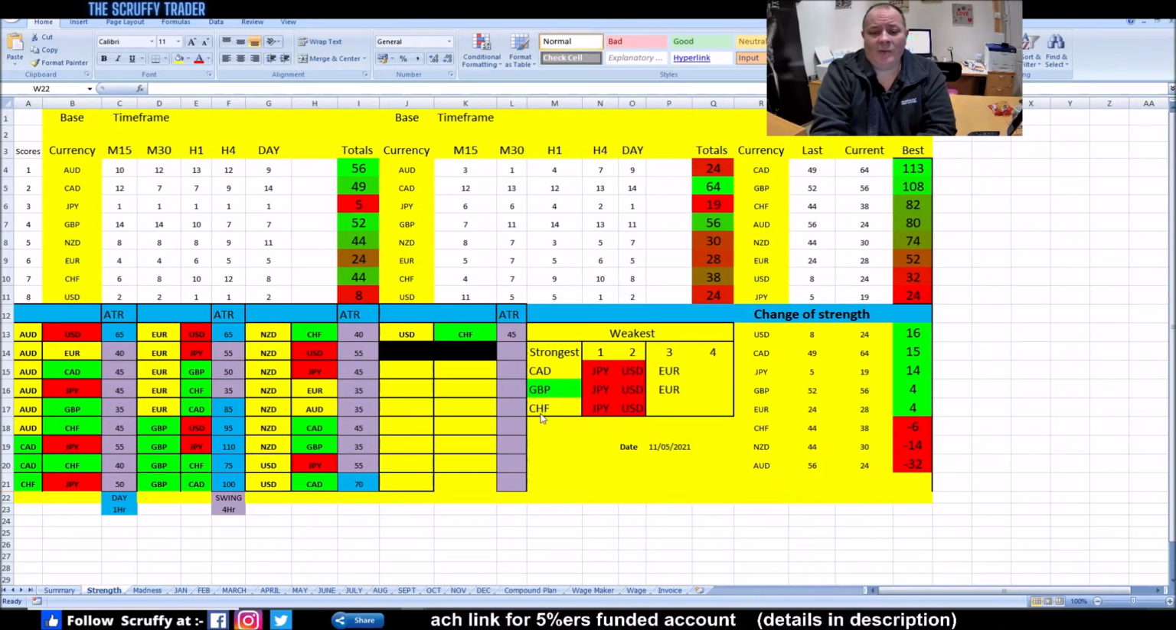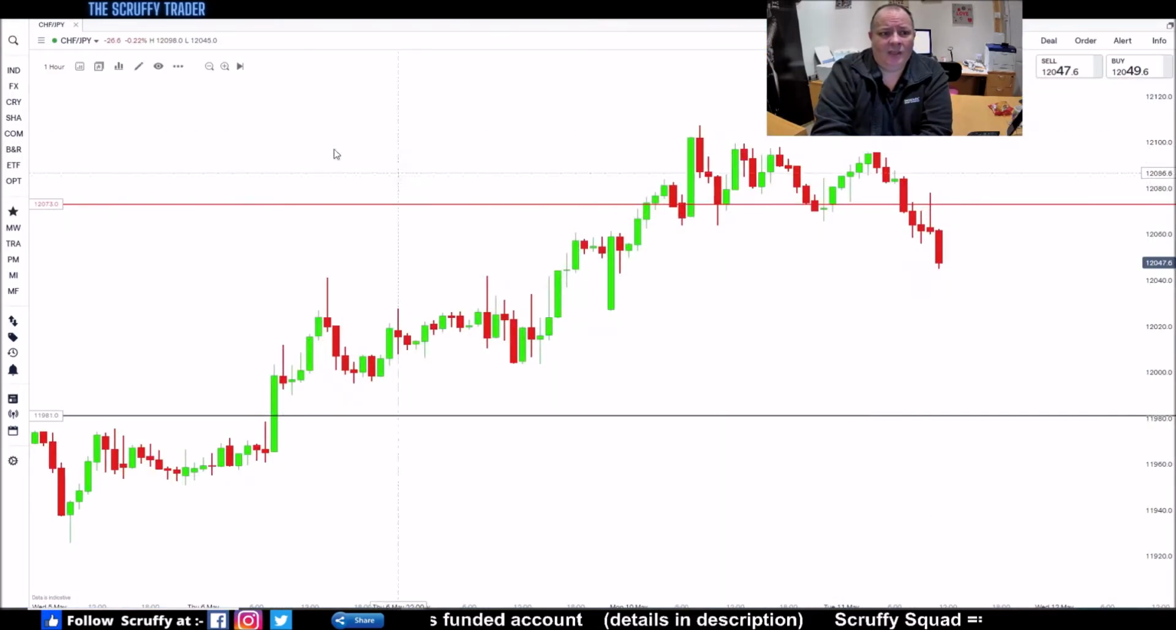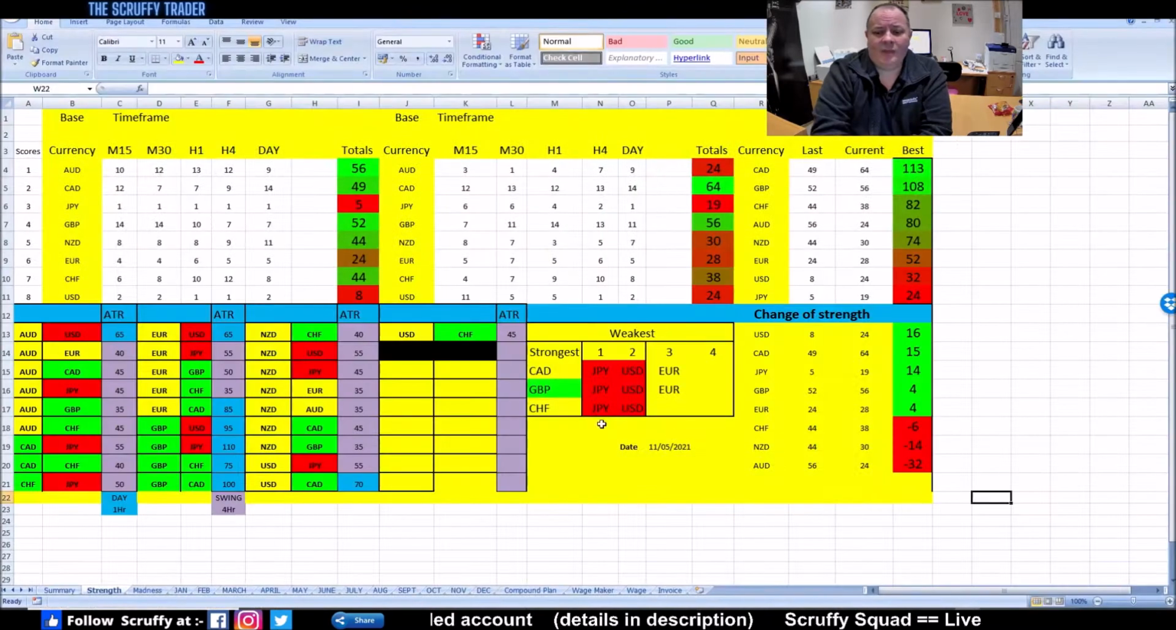Now I've worked my way through it, and I've ended up with the Swissy JPY, which is what we are looking at right here. And why is that? Because when I look at this sort of market, there's the Swissy, and there's JPY. They're moving away from each other. But also, the Swissy is very strong, and the JPY is quite weak.